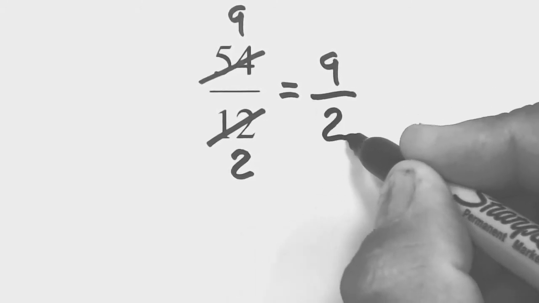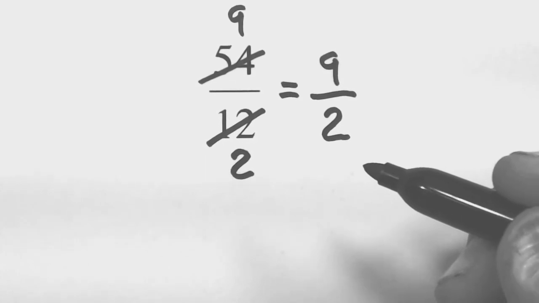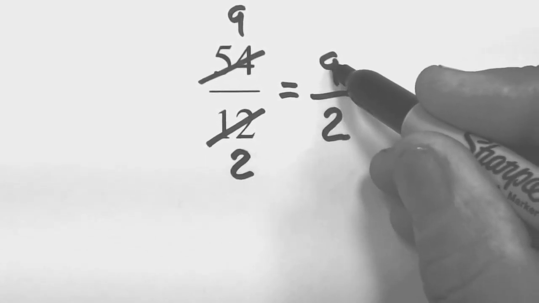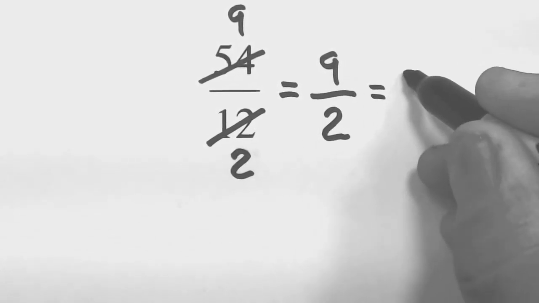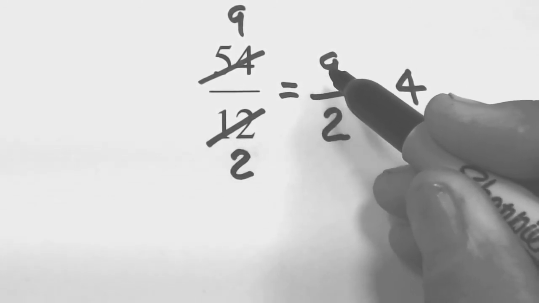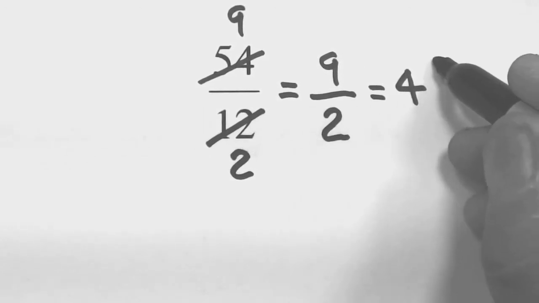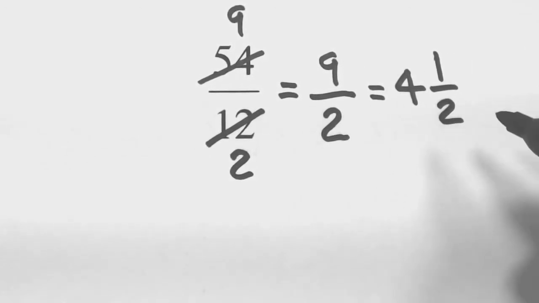Okay, well, what we want to do in this example is make ourselves a mixed number. 2 again goes into 9 4 times. 2 times 4 is 8. That means there'd be one part left over in the numerator, so we just make a fraction out of that. We end up with 4 1/2.